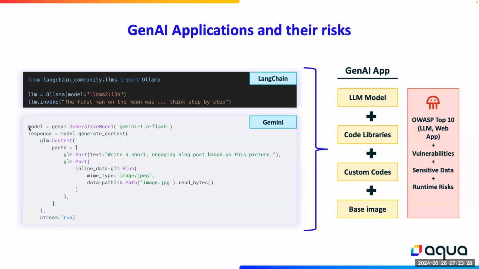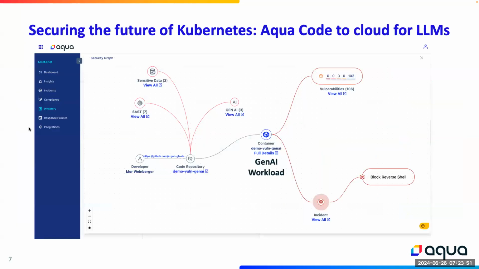On top of that, we'll also have other risks, including exposure of sensitive data, maybe your OpenAI keys. With how speedy, how quick we can develop these AI applications, we're also introducing a lot more vectors of risk, and we're going to want to go ahead and secure you against those. And the way we do that here at Aqua is with our code to cloud methodology. So the way we secure the future of Kubernetes, we have Aqua code to cloud for LLMs.